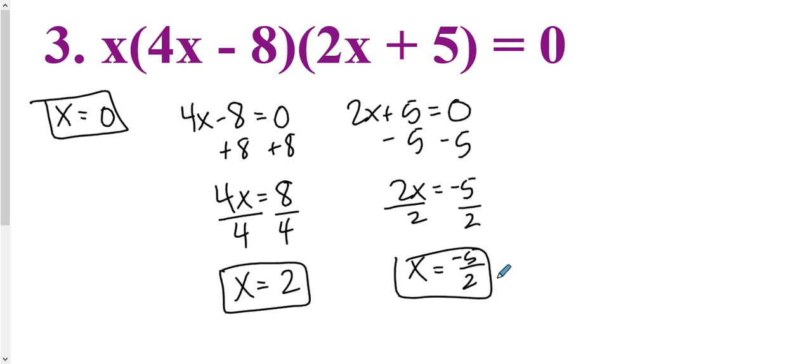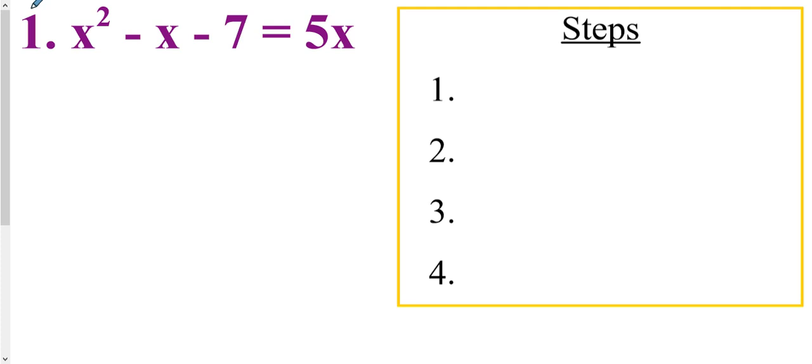Now, we're going to put together what we did in Unit 2 with what we just did right now. I'm going to give you something, we're going to factor it, and then we're going to set our factors equal to 0 so that we can solve for x. Let's go ahead and look at the first one. We have 4 steps to solve.